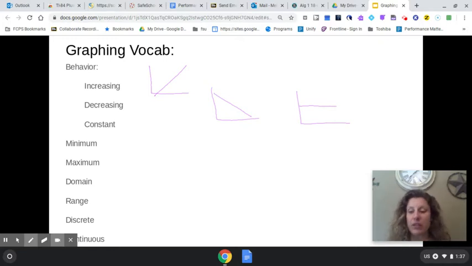A discrete graph is countable numbers, meaning that we couldn't have values in between two whole numbers. And then a continuous graph, sorry, that's cut off at the bottom there. The continuous graph can take on decimal values, and so it's a measurable value.